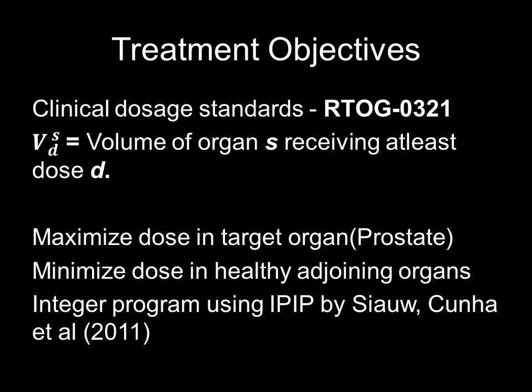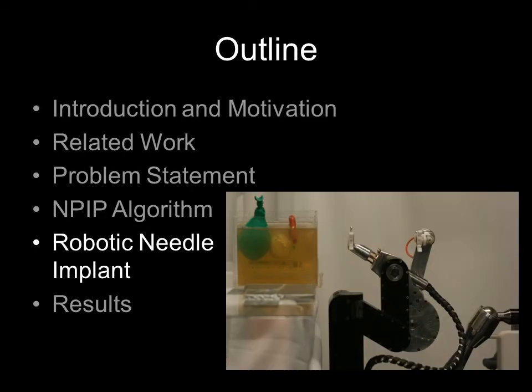Dosage prescriptions are made according to clinical standards. The quantification of treatment objectives results in specification of radioactive dose as the volume of organ S receiving an amount of dose D. The objective here is to maximize target dose and minimize dose to healthy structures. This optimization forms an integer program as described in our group's previous work. Now we have a needle plan.